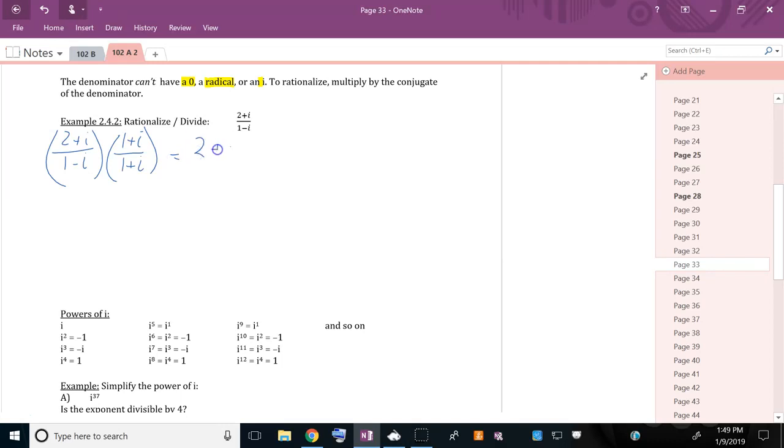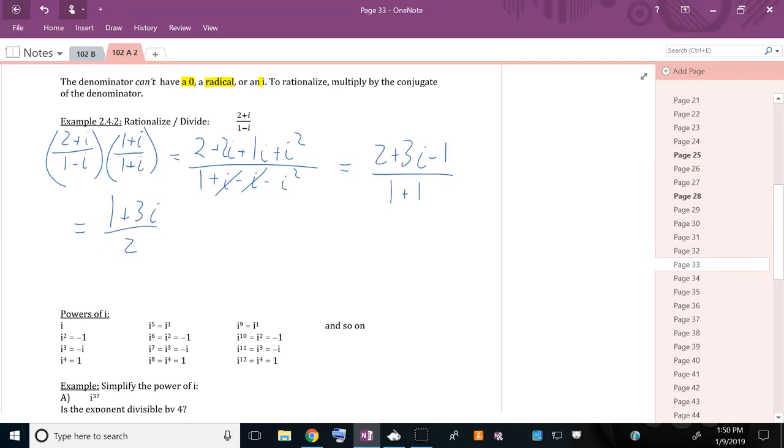So I get 2 plus 2i plus 1i plus i squared on the top. And on the bottom, I get 1 plus i minus i minus i squared. The two middle terms on the bottom will cross out. And adding up, I get 3i. i squared is negative 1, which means negative i squared is positive 1. And so I write that as (1 + 3i)/2.